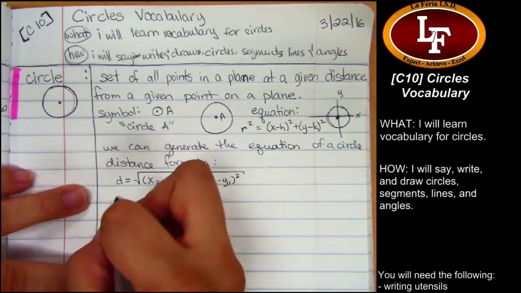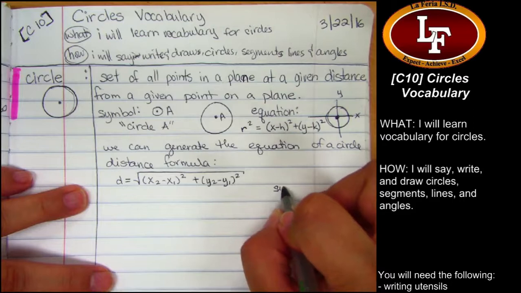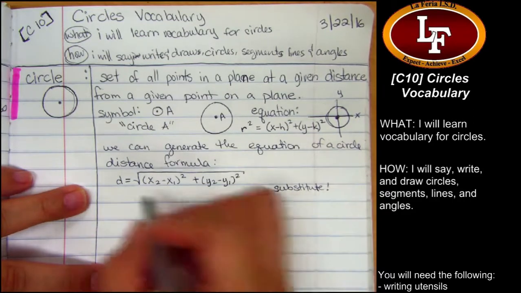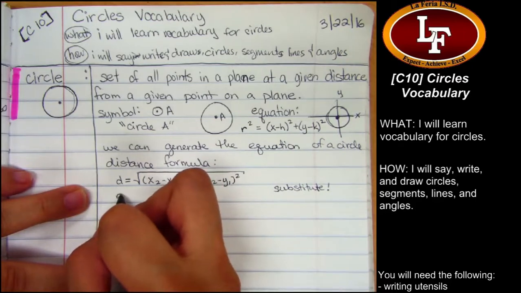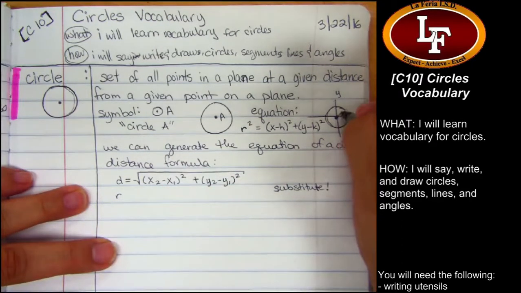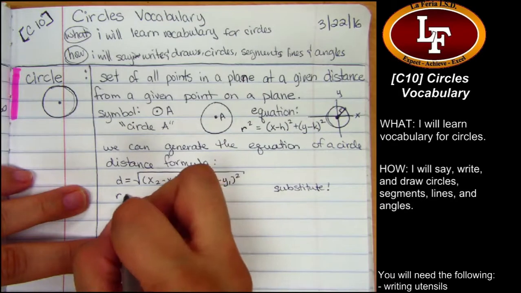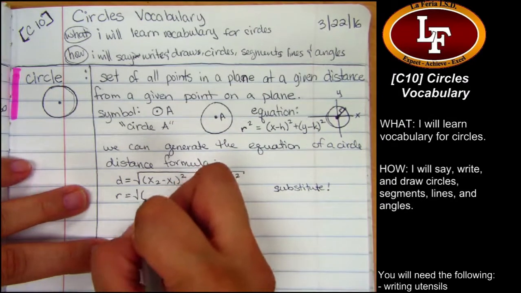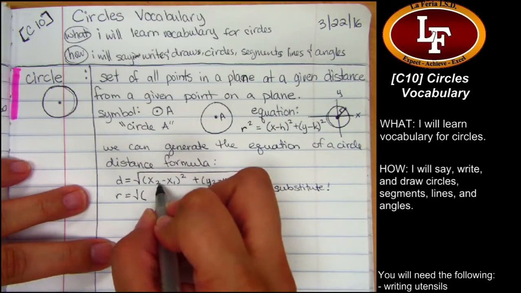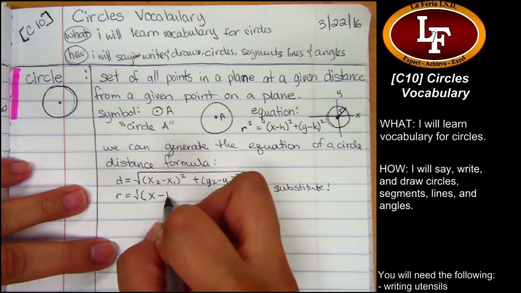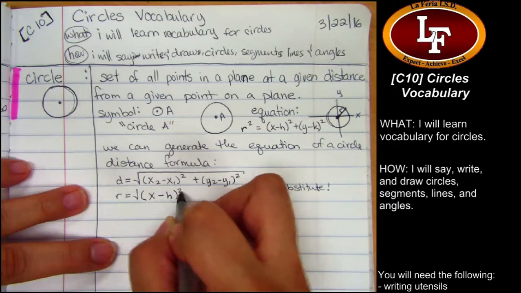And then what I'm going to do is substitute a whole bunch of stuff. So instead of distance, I'm going to say r, and I'm going to let r be this distance right here, r. The distance from the center of the circle to some point on the outside of the circle. That will be r. And then I'm going to have everything the same, but instead of x2, the second x coordinate, I'm going to write just x. And instead of x1, I'm going to write h.